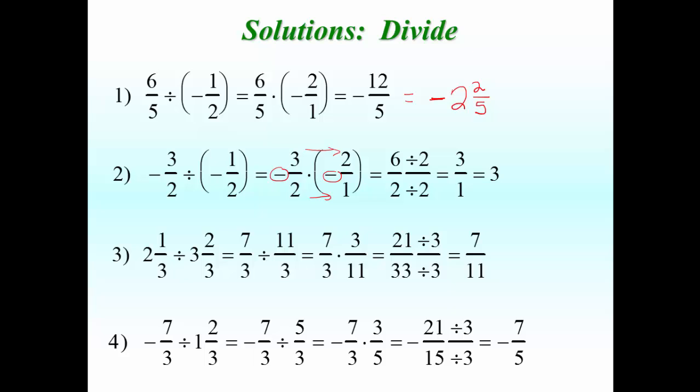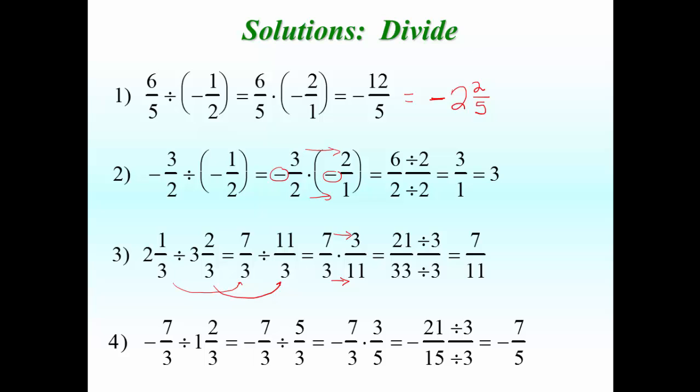Next one, positive divided by a positive will be a positive. 2 1/3 is the same as 7/3. So that's 7/3 divided by 3 2/3, which is 11/3. Then we keep, change. We have our 7/3 times 3/11, and then you can multiply straight across the top, straight across the bottom. Remember, you have to rewrite your mixed numbers as improper fractions before you can divide. Straight across the top, straight across the bottom is 21/33. Dividing top and bottom by 3, 7/11.